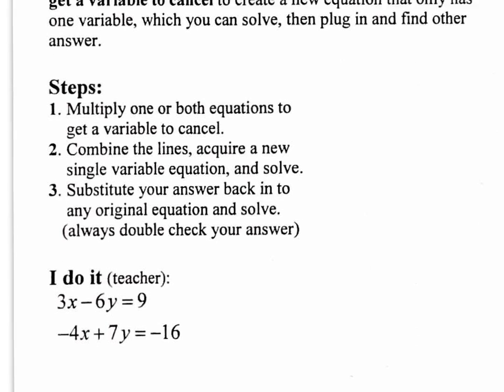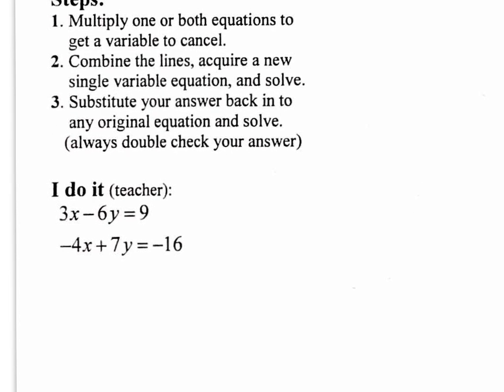So the steps. Step 1 is to modify one or both equations. Now, I didn't say modify right here, it says multiply one or both equations to get a variable to cancel.